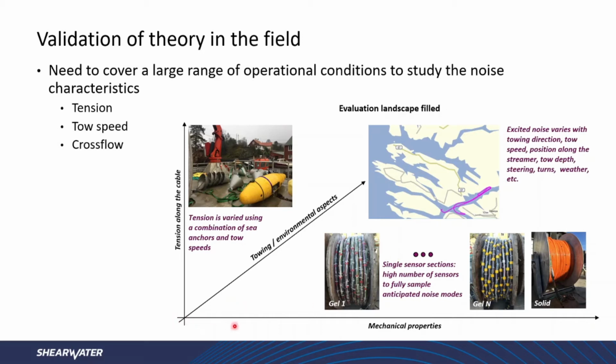So the landscape consists obviously of our mechanical properties. Then we have here an axis that mimics the tension along the cable, and we increase tension by adding sea anchors to our streamer. And then we also sample different towing and environmental conditions by, for instance, changing the towing directions, the tow speed. We swap the sections around along the streamer. We change the tow depths. We apply steering. We record in turns, and we also check in different weather conditions.